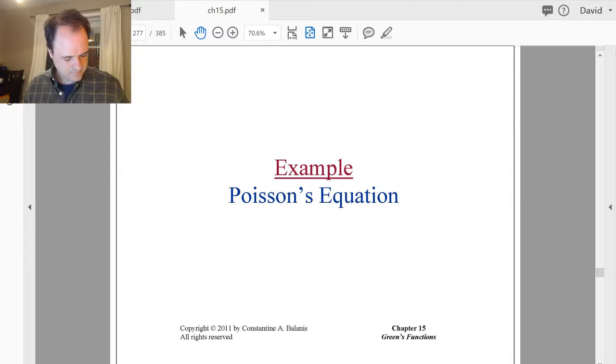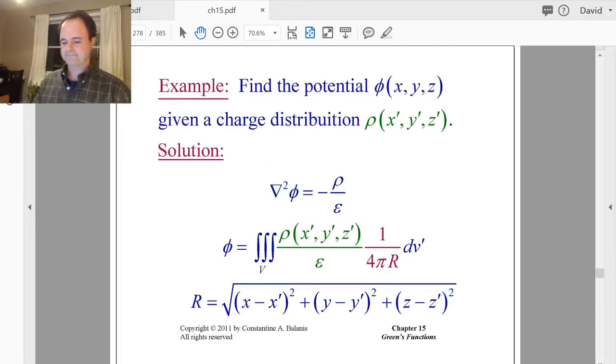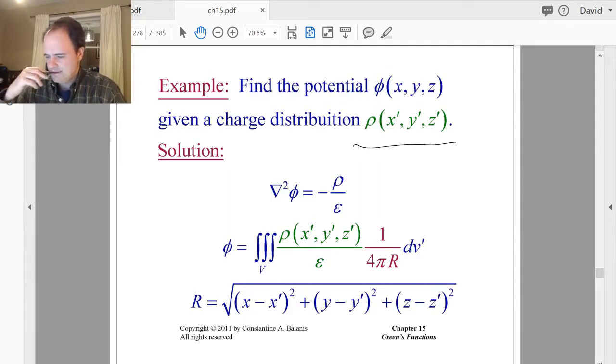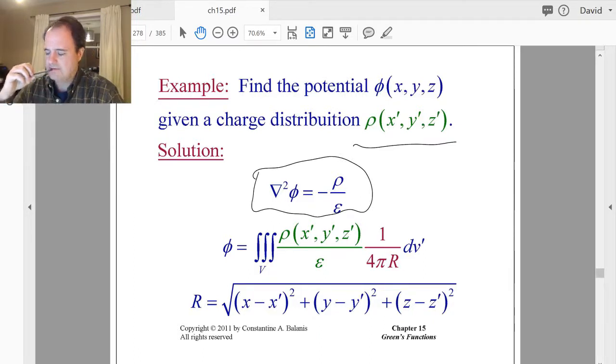Poisson's equation. Let's see how we're doing with time. 9 minutes. All right, not bad. So we want to find the potential phi given a certain charge distribution rho. All right, so we've had this in electrostatics for a long time.